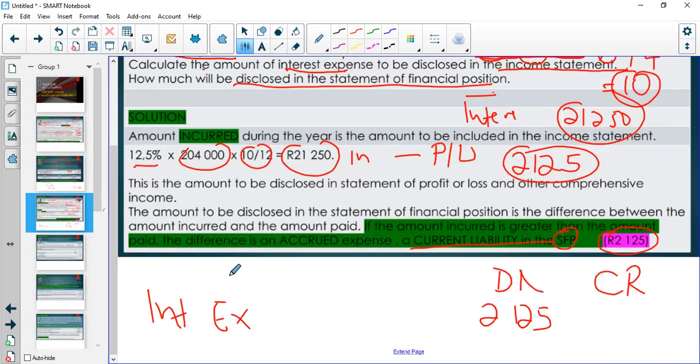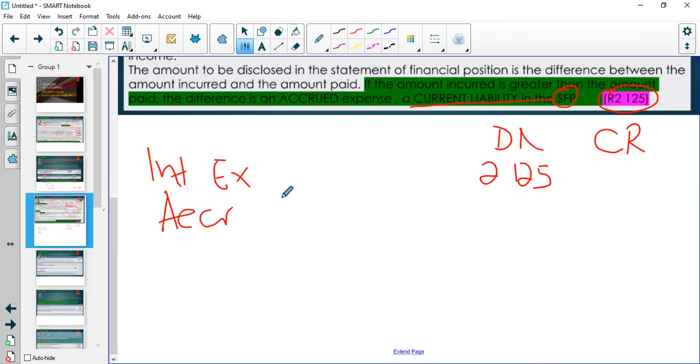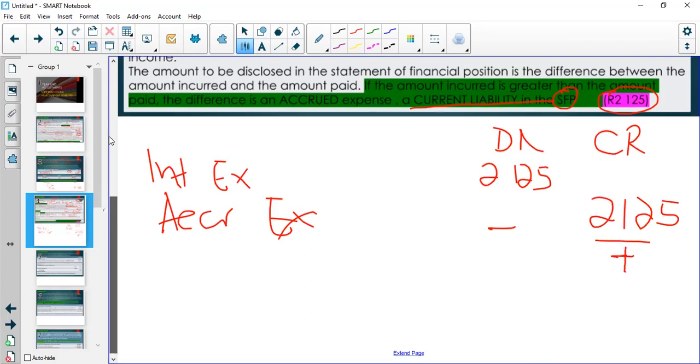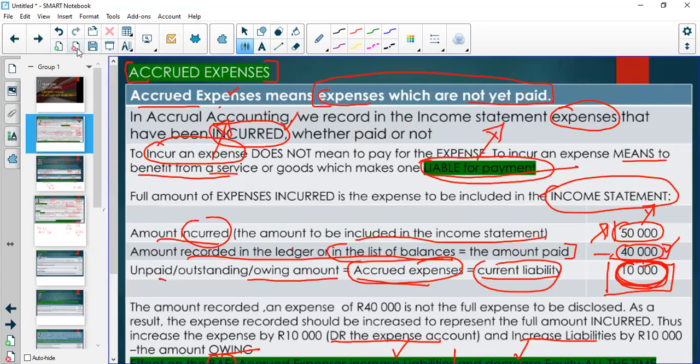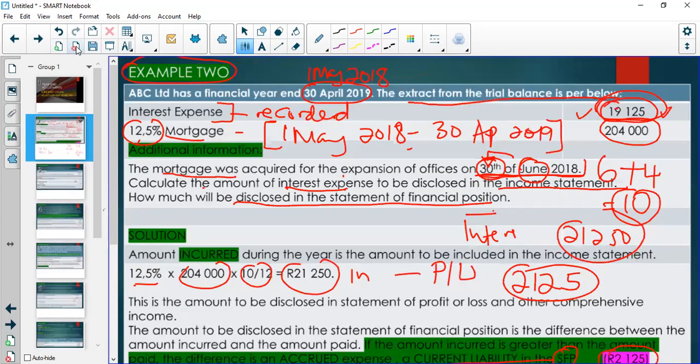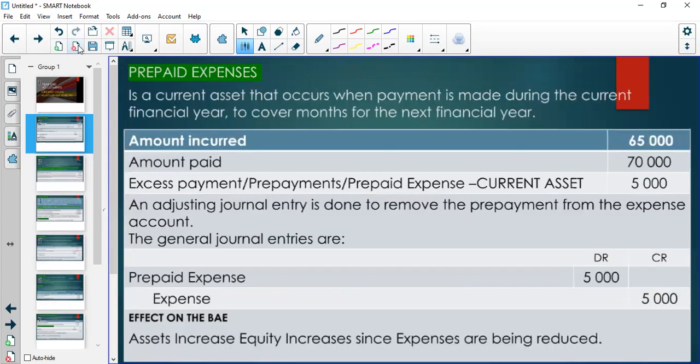Right, and then we're going to credit accrued expenses with the same amount. So we now have recorded a liability. That's why our equity falls and our liabilities increase when we deal with accrued expenses. I hope that does make sense to you. All right, and that should be simple and straightforward. So this is the type of questions you should expect to get in your assessment. All right. Now we come to another type of expenses, which is called prepaid expenses.